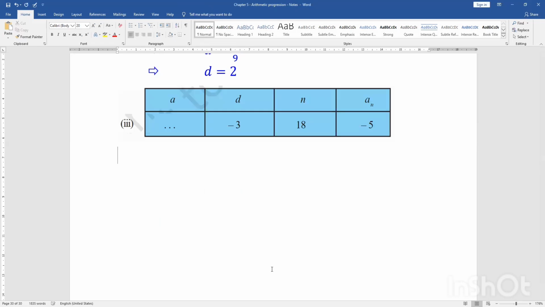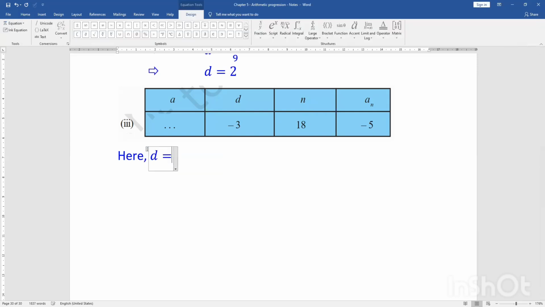So we have it like this. Here, when they put a as dot dot dot, it means the first term we need to find out. And what else are they given? They are given d is -3, n is 18, the number of terms, and an they have given as -5. Okay, so let us write the given data. Here we are given d equals -3, n equals 18, and an is given to be -5.